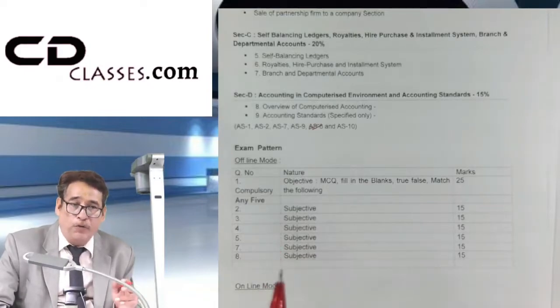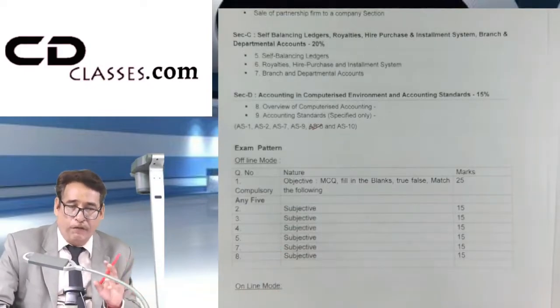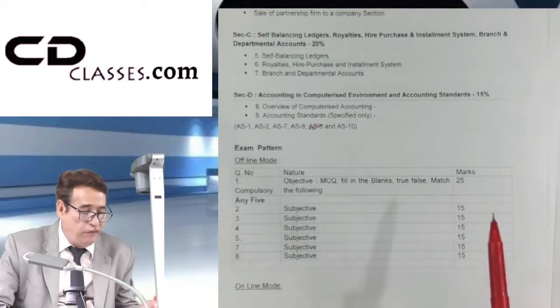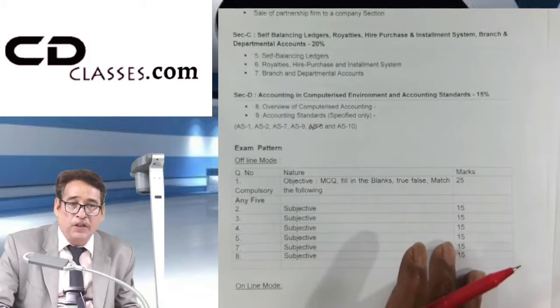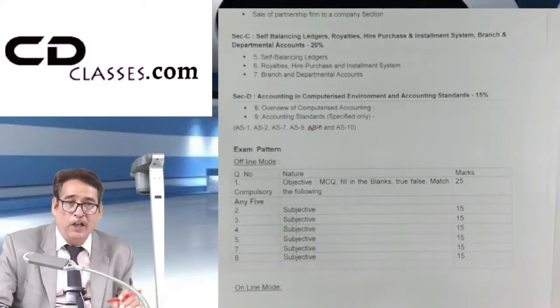So 5 more questions, and each question used to command 15 marks. So 5 into 15, 75, 75 plus 25 becomes 100. So this was the examination pattern when examination used to be held in an offline manner.